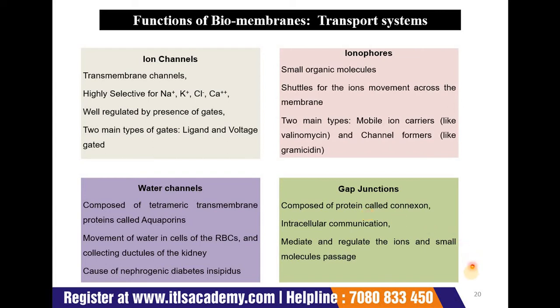Now we have gap junctions. Gap junctions are composed of proteins known as connexins. They help in intercellular communication within the cells. They mediate and regulate the passage of ions and small molecules. So these are the major functions of the gap junctions.